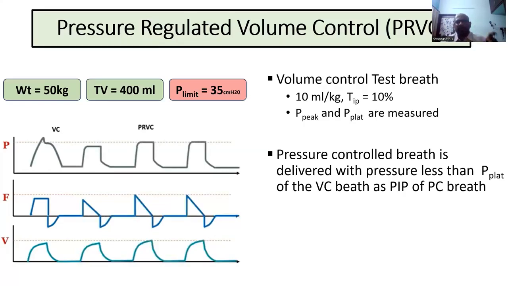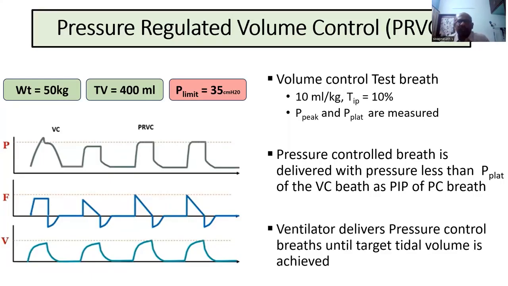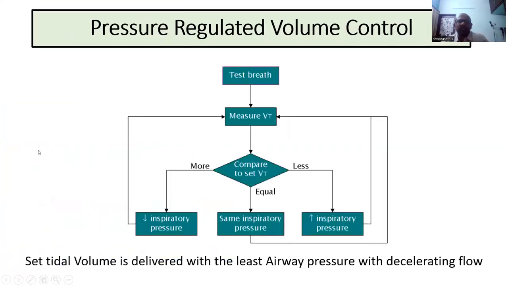See, you have already calculated the plateau pressure here. It will start delivering the breath with the peak inspired pressure, the plateau pressure from the volume control breath, and it will keep aiming for the tidal volume, that is the 400 ml you have set. It will try to achieve that with the least amount of pressure. So this is the flow diagram. It initially gives a test breath. You measure the tidal volume.